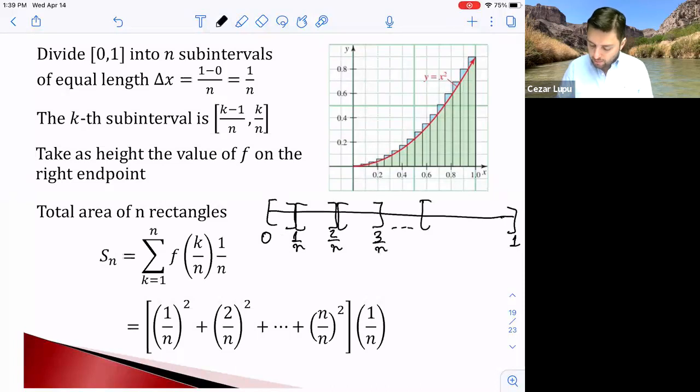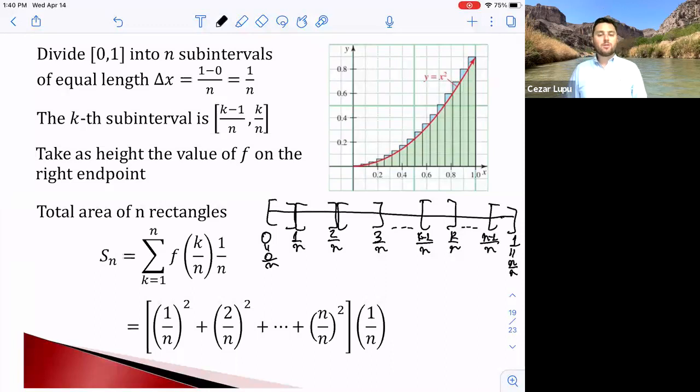Then you get, let's say here, k minus 1 over n, k over n, and so on. The last one will be n minus 1 over n to n over n, which is 1. And this is why, if you like, 0 is 0 over n. You see? So these are n subintervals of equal length. So delta x, if you want, on each one of them, the same goes here, delta x, because the length, well, you subtract the endpoints, right? So 1 over n minus 0 is 1 over n, then 2 over n minus 1 over n is 1 over n, and so on.